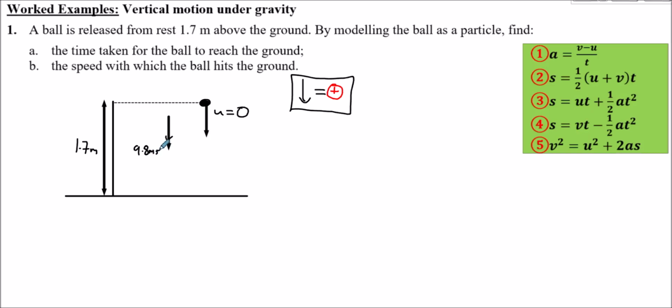And it's in the same direction as what this ball will be travelling in. So for part A, let's just think about SUVAT, so get this listed. So it's released from rest, so u is 0. It's 1.7 meters above the ground, so when it reaches the ground, the displacement will be 1.7 meters. Remember, down is positive, so it will have travelled 1.7 meters in the downwards direction. So s is 1.7.